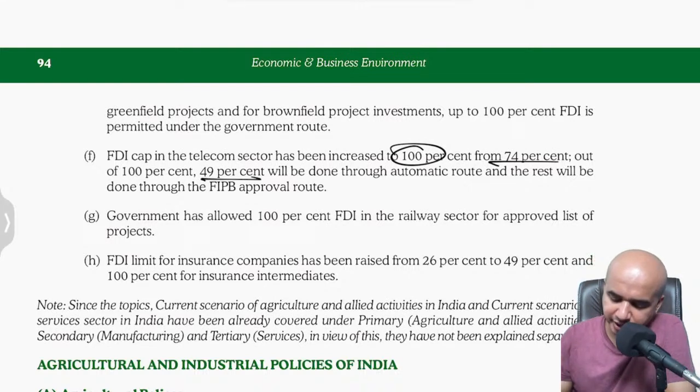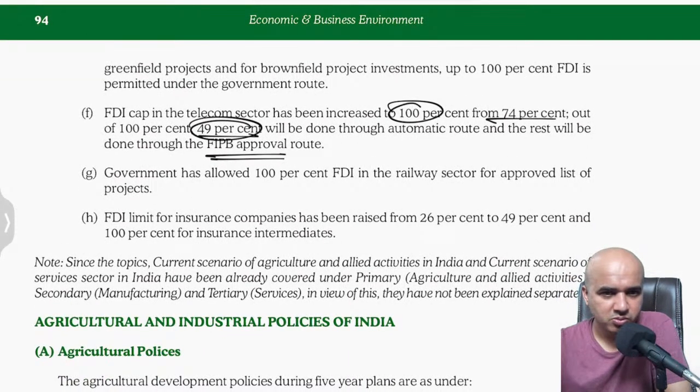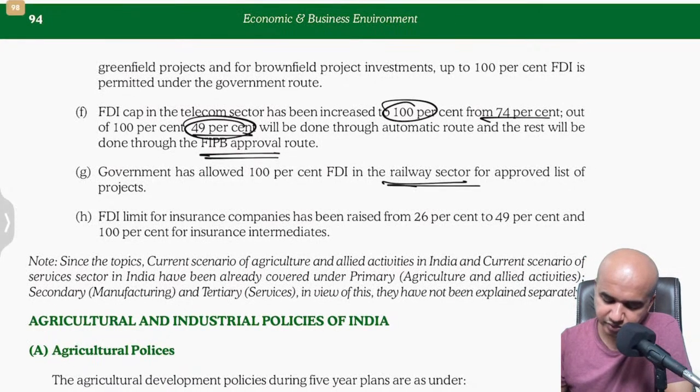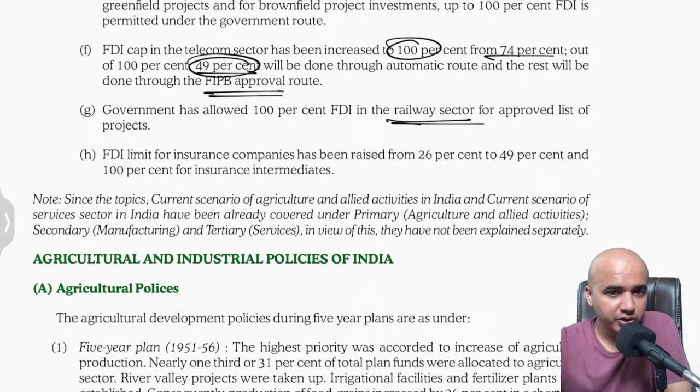49% is automatic. They don't need any approval. FIPB approval is required for the remaining 51%. Okay. The government has allowed 100% FDI in the railway sector. That is also interesting. FDI limit for insurance companies has been raised from 26 to 49%.